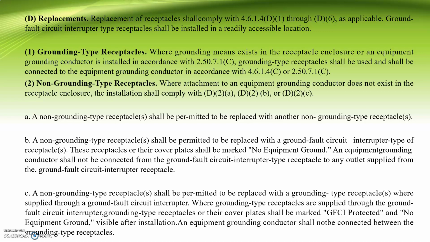Letter C. A non-grounding type receptacle shall be permitted to be replaced with a grounding type receptacle where supplied through a ground fault circuit interrupter. Where grounding type receptacles are supplied through the ground fault circuit interrupter, the grounding type receptacles or their cover plates shall be marked GFCI protected and no equipment ground, visible after installation. An equipment grounding conductor shall not be connected between grounding type receptacles.